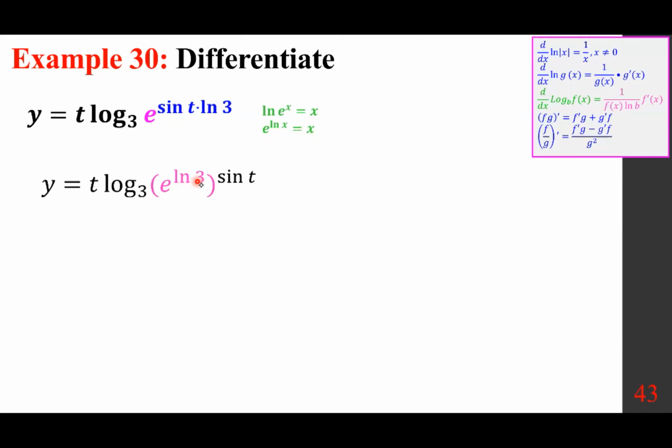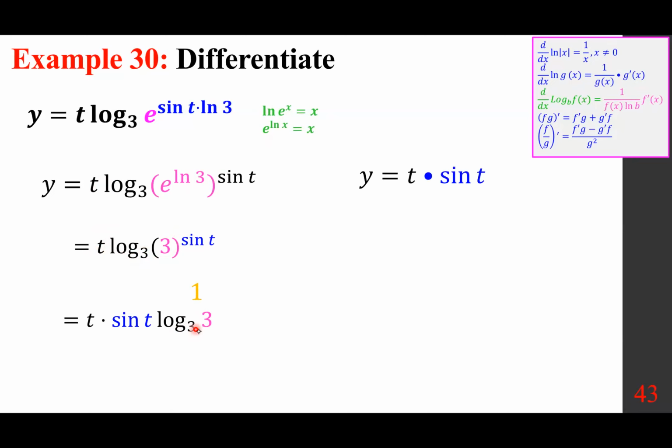So first, let me just make the change. When I make the change, now e to the power of ln 3 is only 3. So now this changes to t log base 3 of 3 to the power of sine t. I can use the power rule and put the sine t in front. Or some of you may recognize it's just simply sine t. Okay? But let's say we have this and this is 1. So it's t sine t.